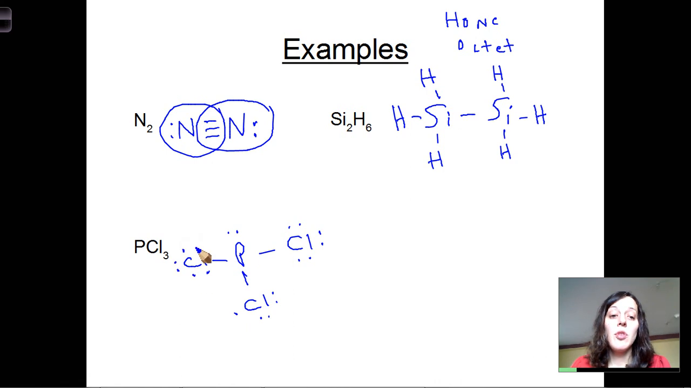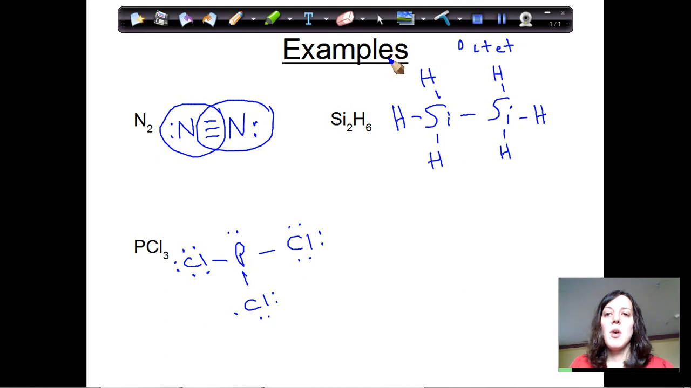If you do forget to draw in the lone pairs, technically the molecule is incorrect because you aren't showing it as being stable. And I have to say that is very common, is that students will forget to draw in the lone pairs. They'll just draw in the straight lines to indicate where the bonds occur and forget to draw in those. So please remember to check both and draw in your lone pairs.